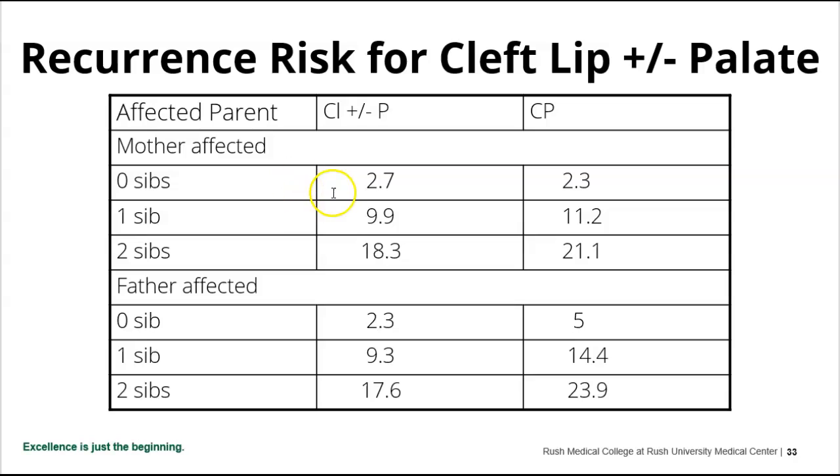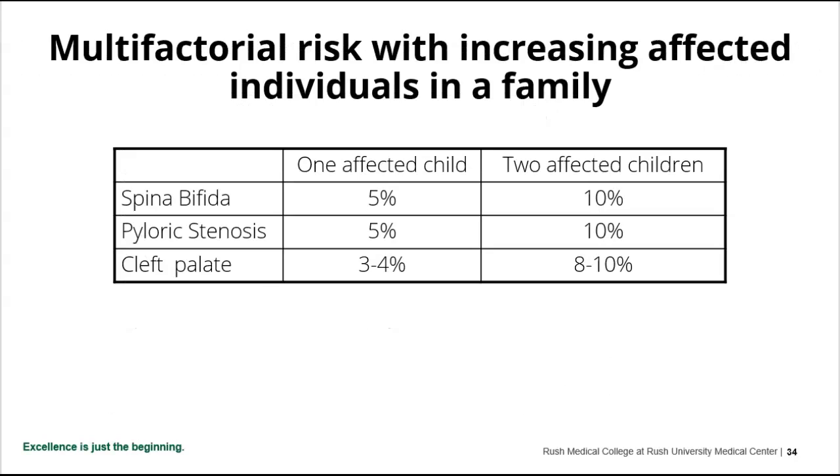And again, here's just the same: a mother is affected, first sibling, second sibling, by the time we get to the third, cleft palate. So the more individuals in the family with the same disorder, the closer you're getting to Mendelian inheritance. And that's all I'm trying to get to in these slides. Multifactorial with increasing individuals in the family.